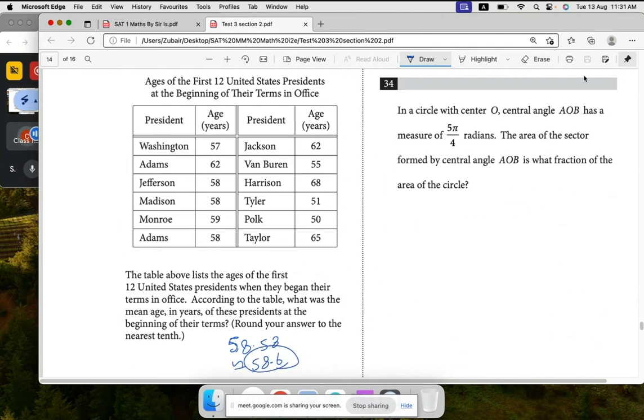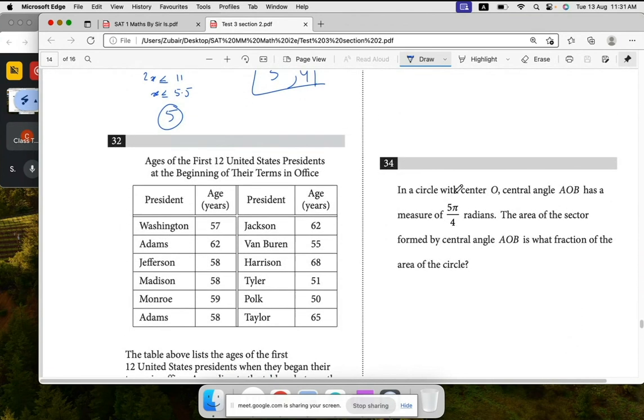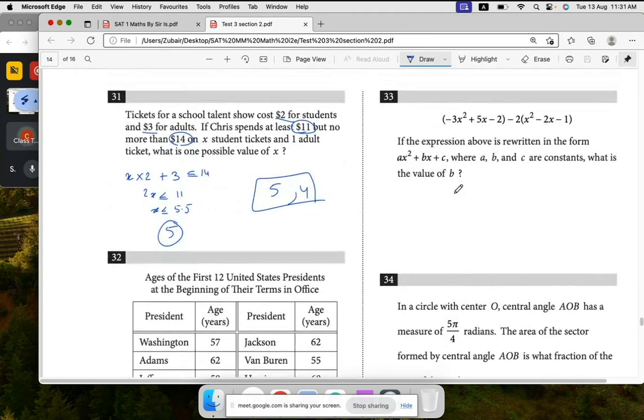Are we getting the same answer? One minute, I'm just doing it. 58.6. Yeah. Yep. Okay.